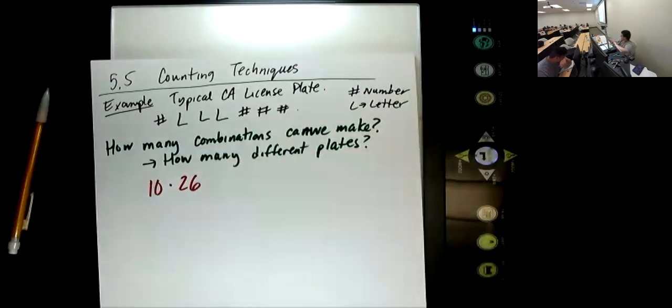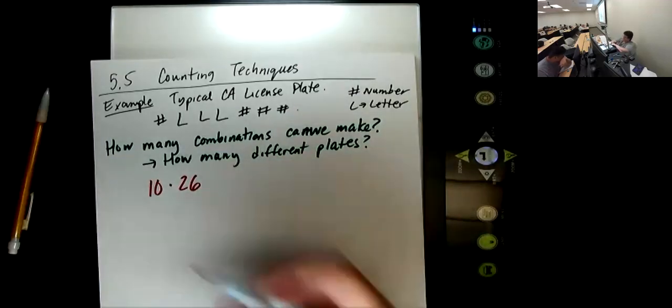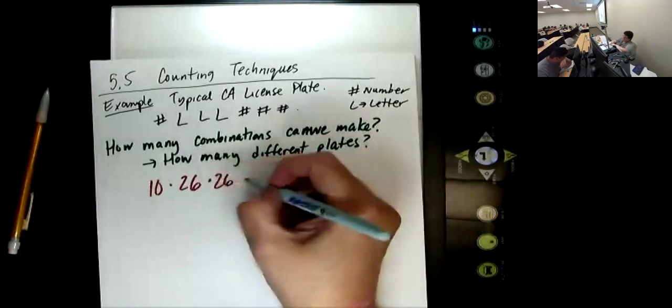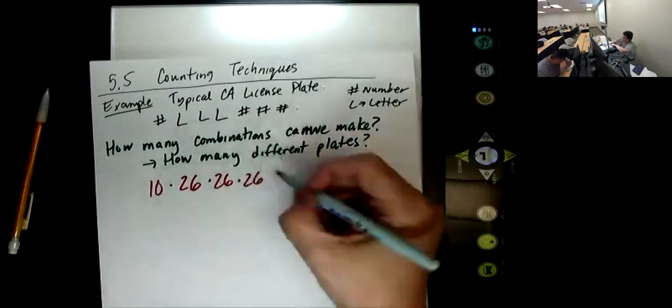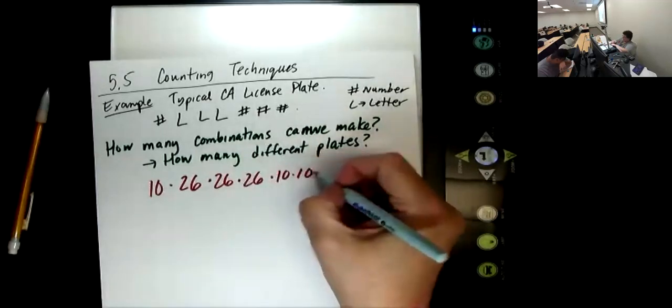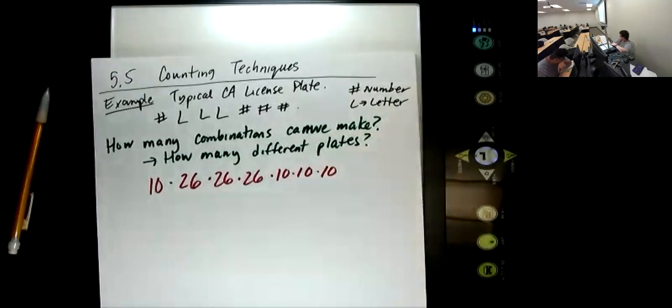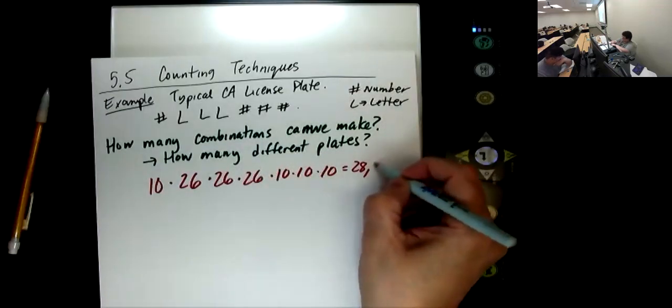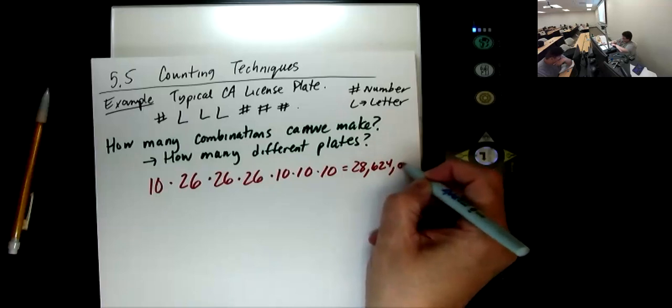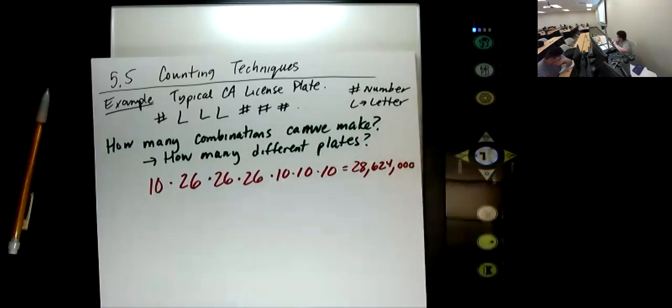And a license plate can have repeat characters. So the next one can be 26 and the next one can be 26. And any of the last 3 can be anywhere between 0 and 9. If you multiply that out, that is 28,624,000. That's a lot.